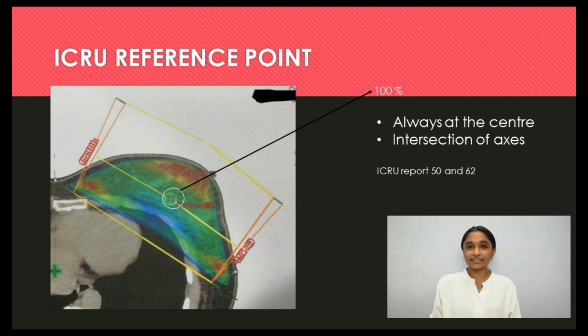As you can see in the next slide, the circled place is the ICRU reference point that we found, which is 100%. We found it by putting it together that it's always at the center and also it's intersected by the axes. This is also proven because ICRU reports 50 and 62 state the 2 recommendations, which are that it is always at the center and also the intersection of axes is what the ICRU reference point is all about. So that's how we found it.